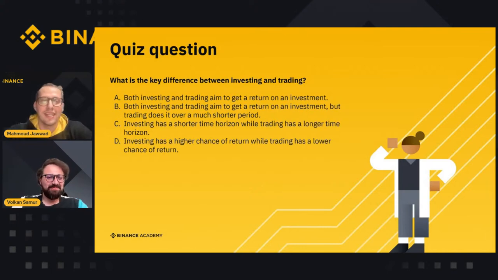So what is the key difference between investing and trading? A, both investing and trading aim to get a return on investment. B, both investing and trading aim to get a return on investment, but trading does it over a much shorter period. C, investing has a shorter time horizon, while trading has a longer time horizon. D, investing has a higher chance of return, while trading has a lower chance of return. So again, please put your answers into the chat box.